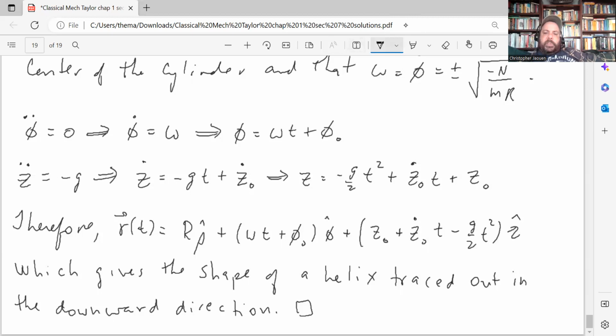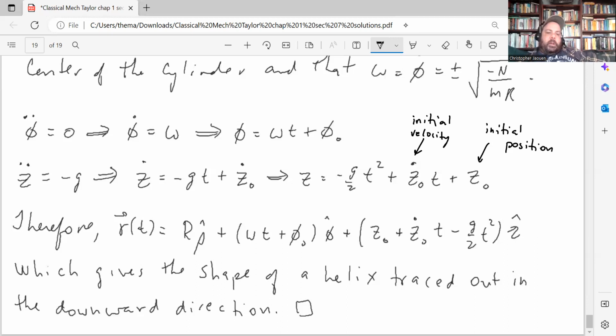Just so it's not confusing, this is initial velocity in the z direction, and this is initial position in the z direction. Right. So you get a quadratic function in the z direction. So you know it's the usual, it's just being accelerated by gravity, so it's in free fall, right, in the z direction.